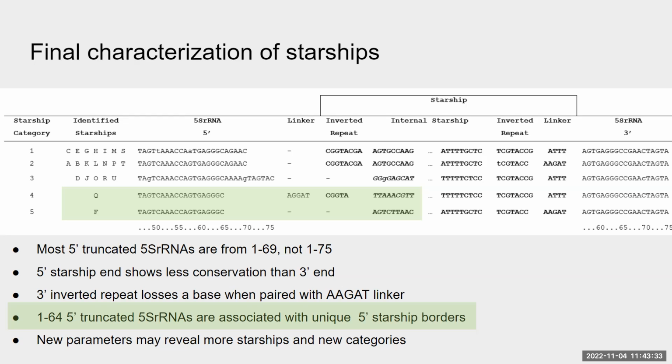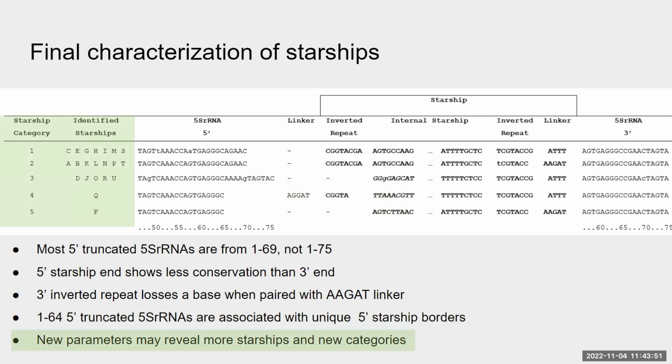There are quite a few new Starships that we will soon be adding to the table, because, like I said, our original parameters assumed that the truncated 5S would go from 1 to 75, and now we're finding 1 to 69s, and now 1 to 64s that we are still adding to the table, which is pretty cool. Lastly, new parameters may reveal new Starships in new categories. A recent discovery that Ciara and I made yesterday is that we may actually have some 1 to 65s, which is really cool. So hopefully we'll get to talk to you all about that in a future seminar.